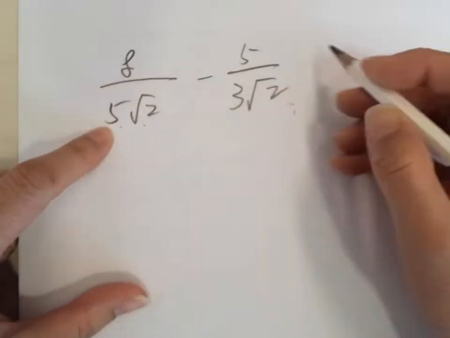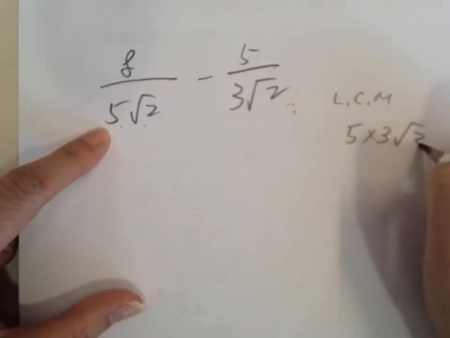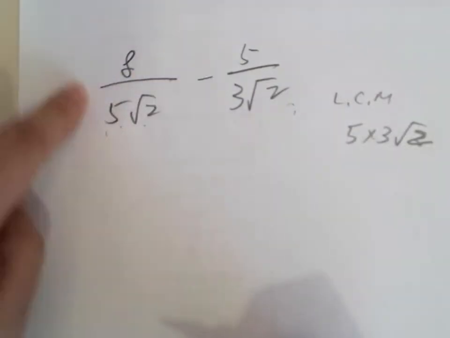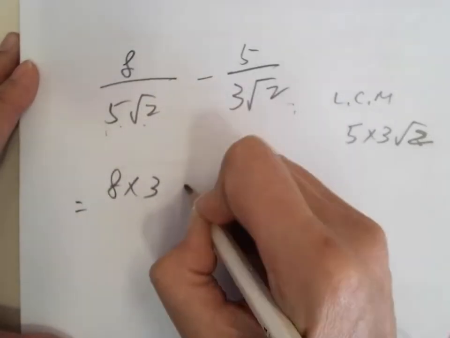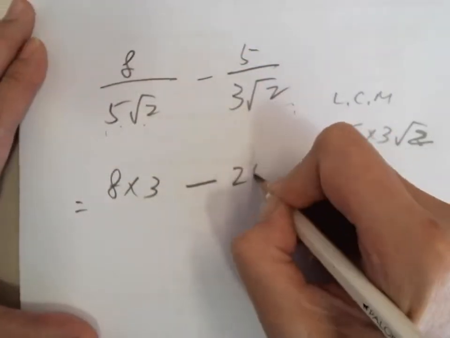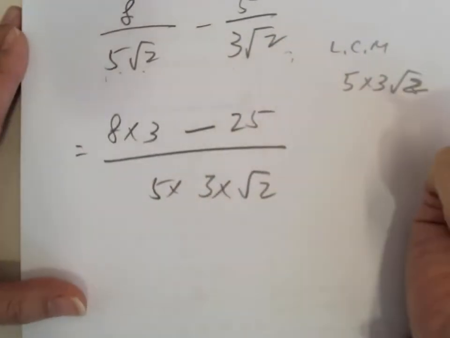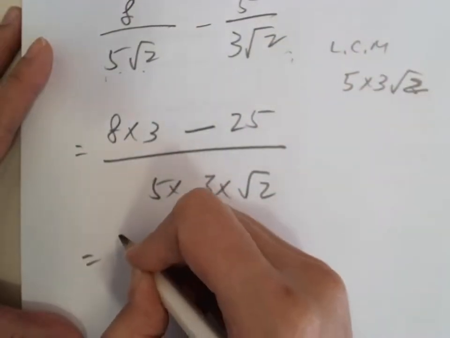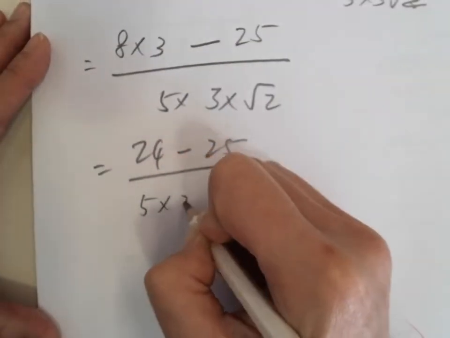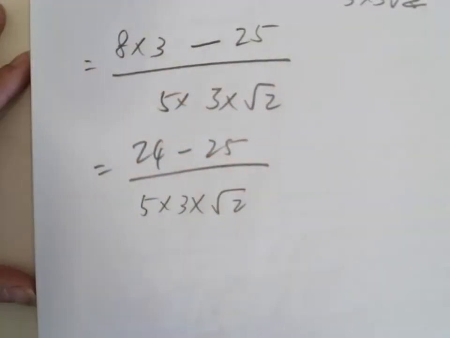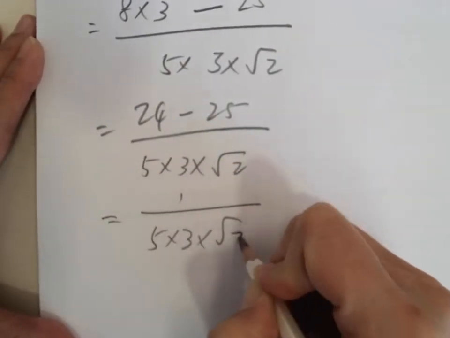So I got 5 root 2 and the LCM of those is 5 times 3 times root 2. Yeah. So this bit is missing a 3. So I got 8 times 3. And this side is missing a 2, so 25 over 5 times 3 times root 2. So now I got 24 minus 25 over 5 times 3 times root 2 still. Now I got 1 over 5 times 3 times root 2.